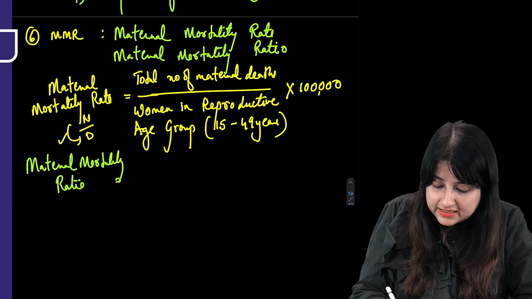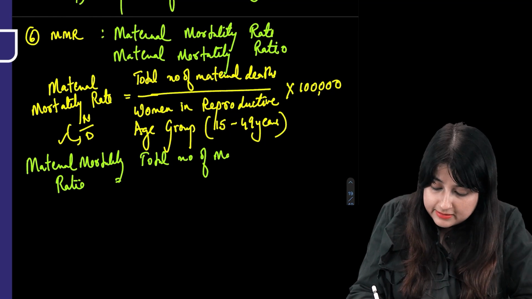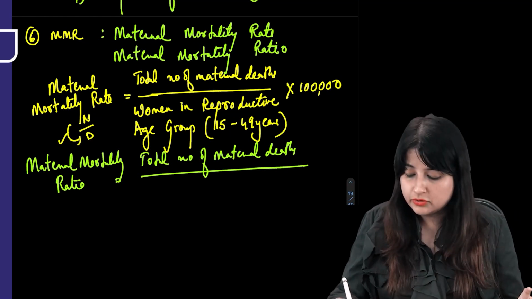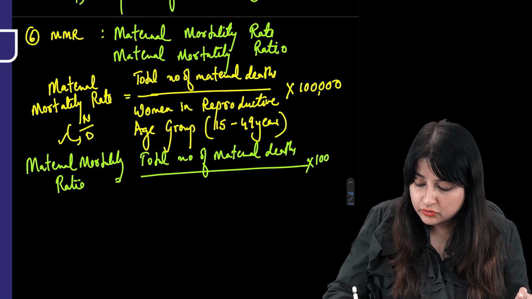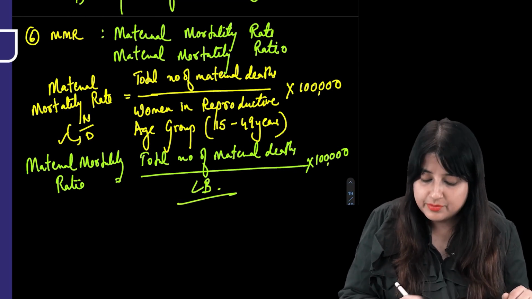But in case I said maternal mortality ratio, what is this? So this is nothing but total number of maternal deaths. Now in ratio, numerator is not supposed to be part of denominator. So here it's going to be the same, per 1 lakh live births.